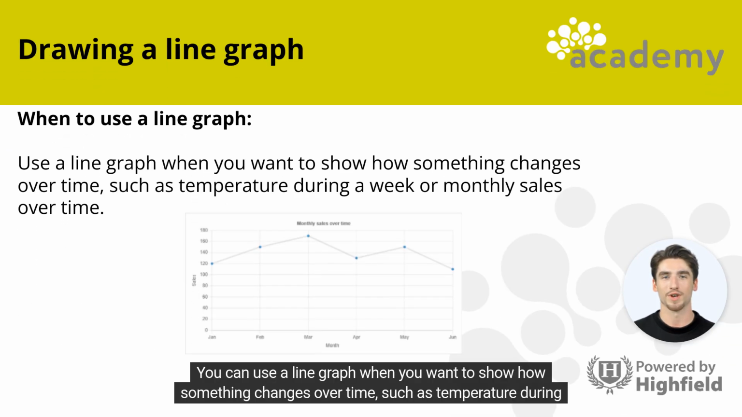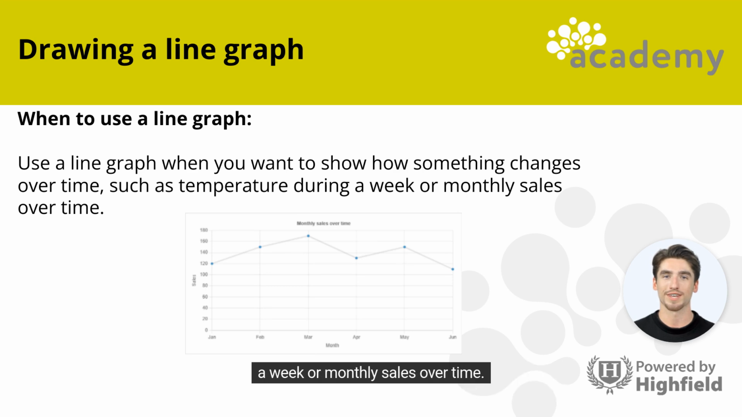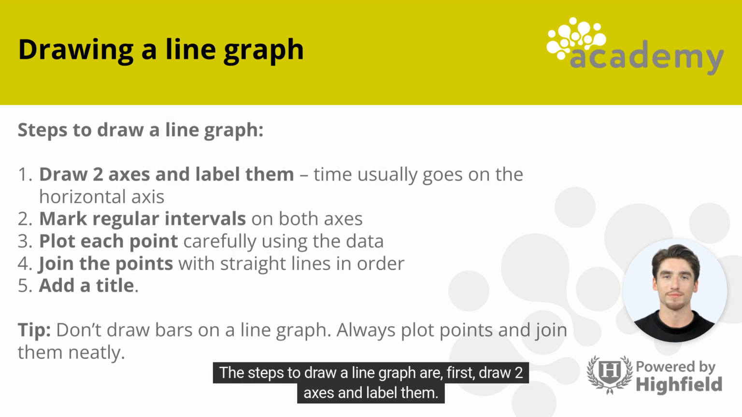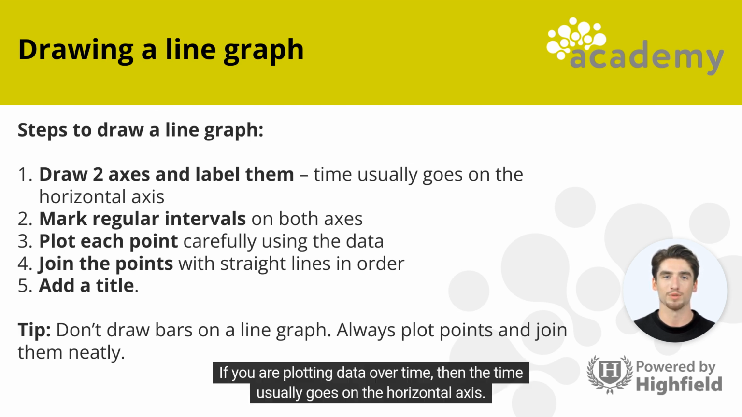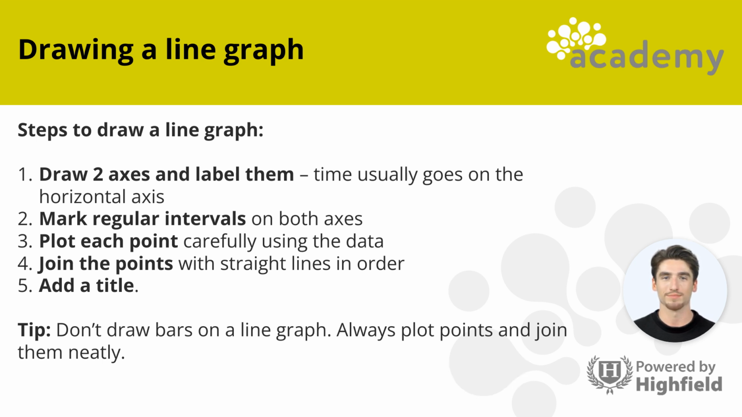You can use a line graph when you want to show how something changes over time, such as temperature during a week or monthly sales over time. The steps to draw a line graph are: first, draw two axes and label them. If you're plotting data over time, then the time usually goes on the horizontal axis.